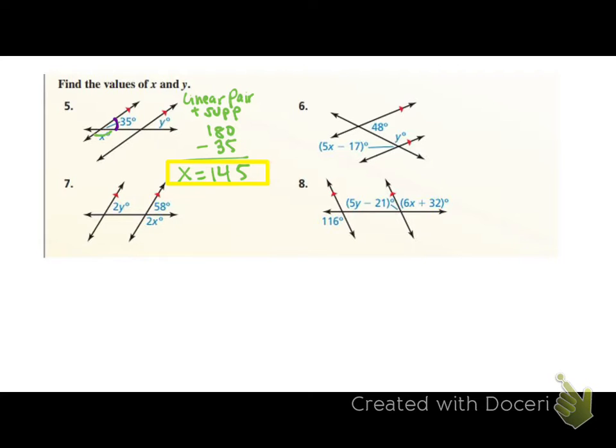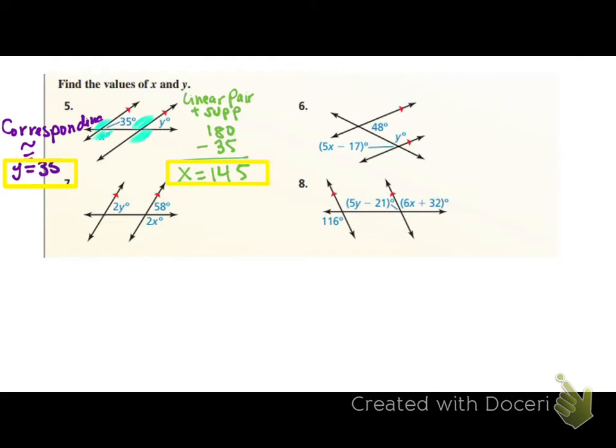What relationship does 35 have with Y? They're corresponding. What do you know about the measure of corresponding angles? They're congruent. So Y is 35. And if you question life and you're not so sure, you can always go through and highlight. These two across from each other are going to be the same measure. This angle and this angle will also be the same measure. So if you notice, X was not highlighted with 35. That's because it is not congruent to 35.